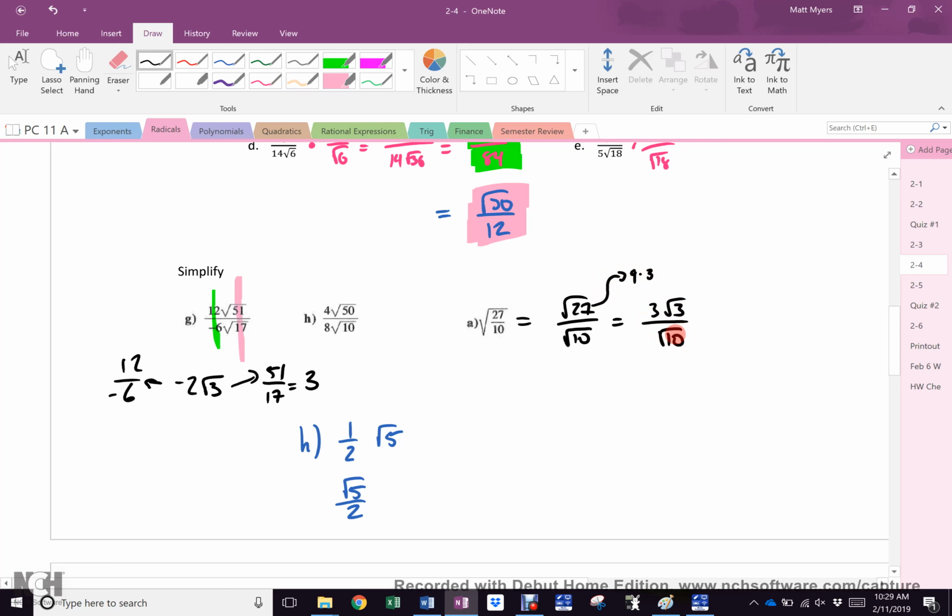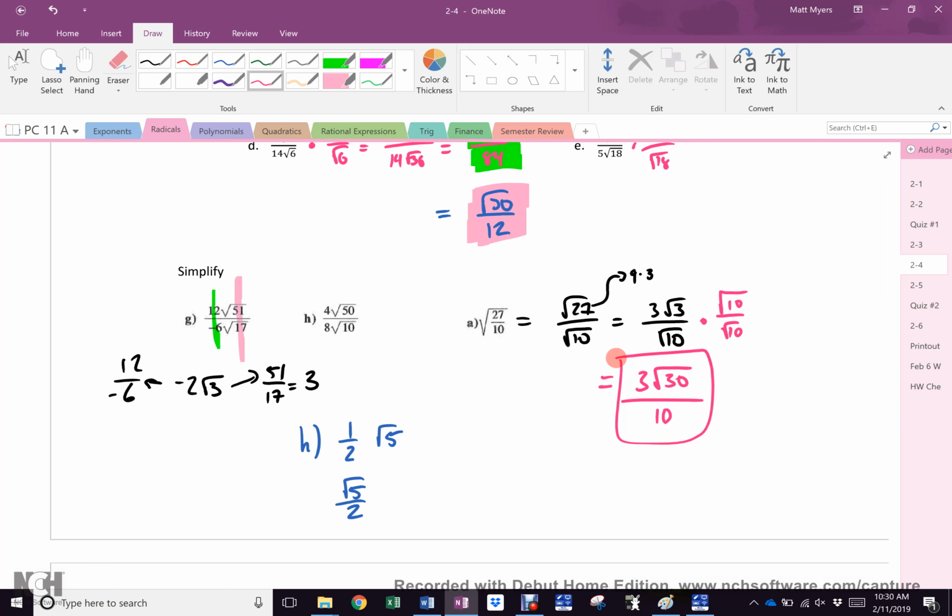What there is ugly? What? The root 10. How do I get rid of it, Vicky? Times it by root 10 over root 10 to get me 3 root what? 30. Over what? 10. Done. Easy, right? It's got a weird name. It sounds complicated. Rationalize the denominator. Blech. What does it really mean? Multiply by 1. Because that's all we're doing.